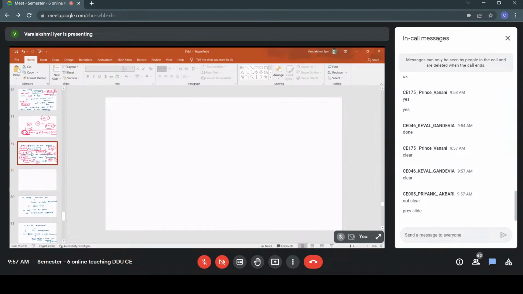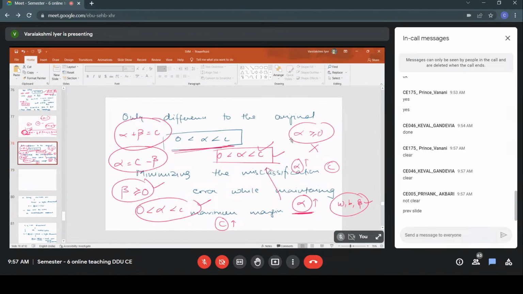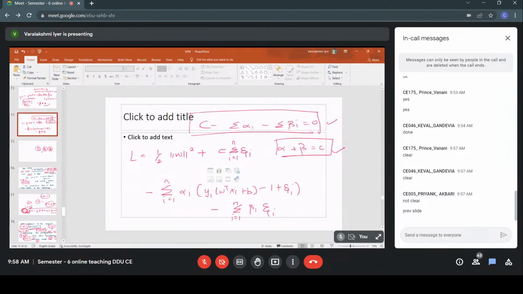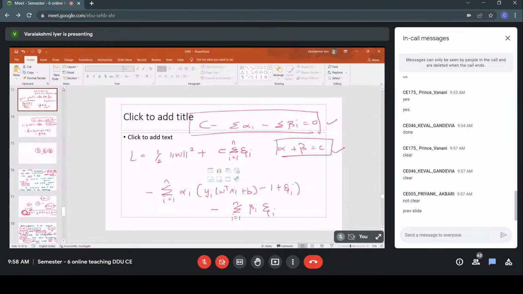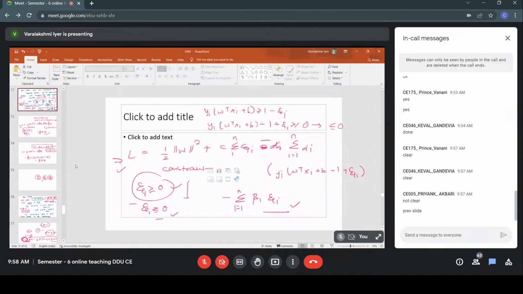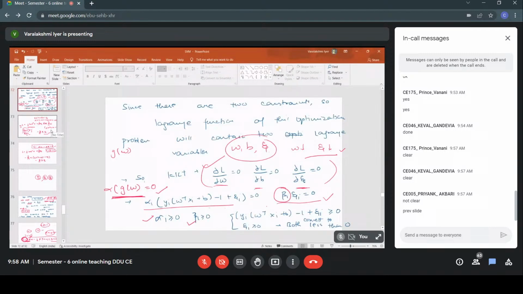Okay, yes. So, see Priyank, what I'm trying to say is, we have a new optimization problem in hand now, where we are trying to minimize W square by 2 plus sigma zeta i, given the two constraints that yi into W transpose xi plus b must be greater than or equal to 1 minus zeta i, and zeta i is supposed to be greater than or equal to 0. And it also is supposed to follow the KKT condition.